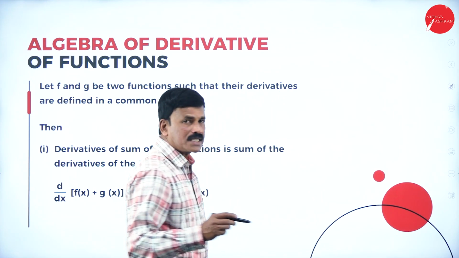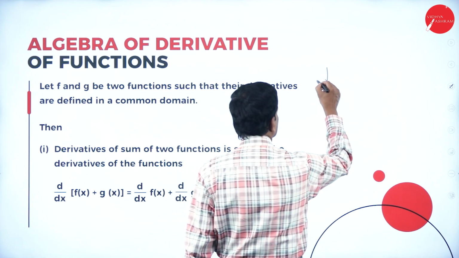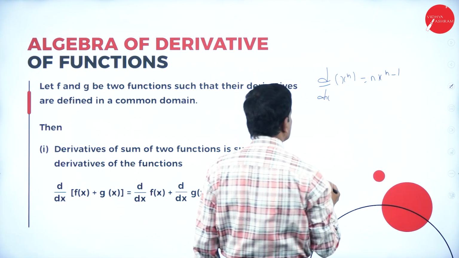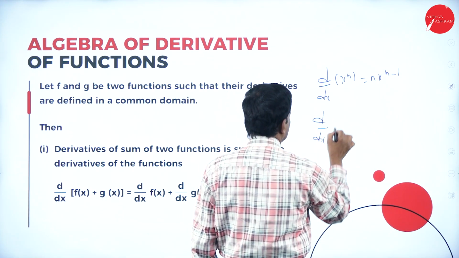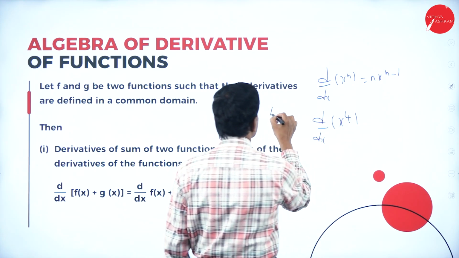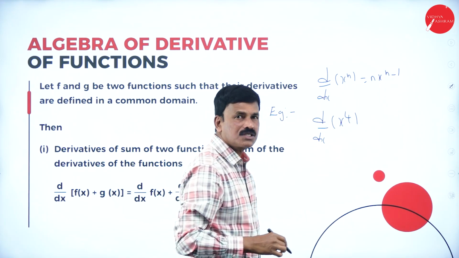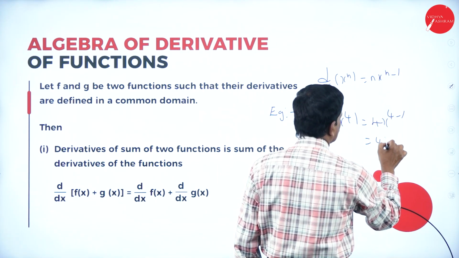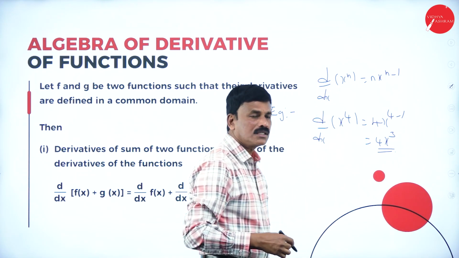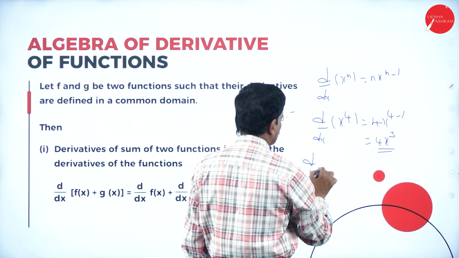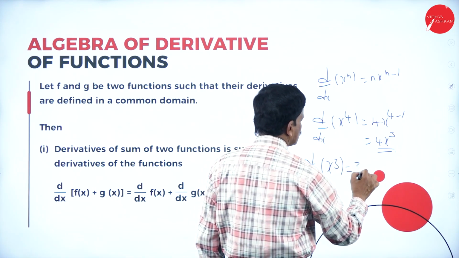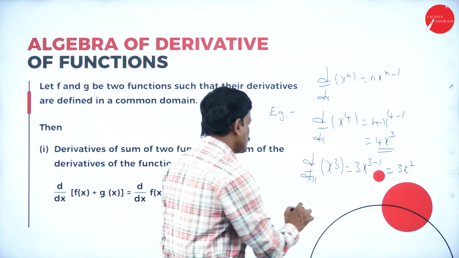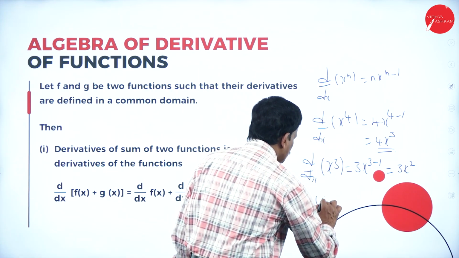Now, let us take an example for the previous formula. Since we know d by dx of x to the power of n is n x to the power of n minus 1, let us take an example, d by dx of x to the power of 4. What is n here? N is equal to 4, so 4 x to the power of 4 minus 1, that is 4x cube, right? Suppose it is d by dx of x cube. What is n? N is equal to 3, so 3 x to the power of 3 minus 1, which is 3x square.